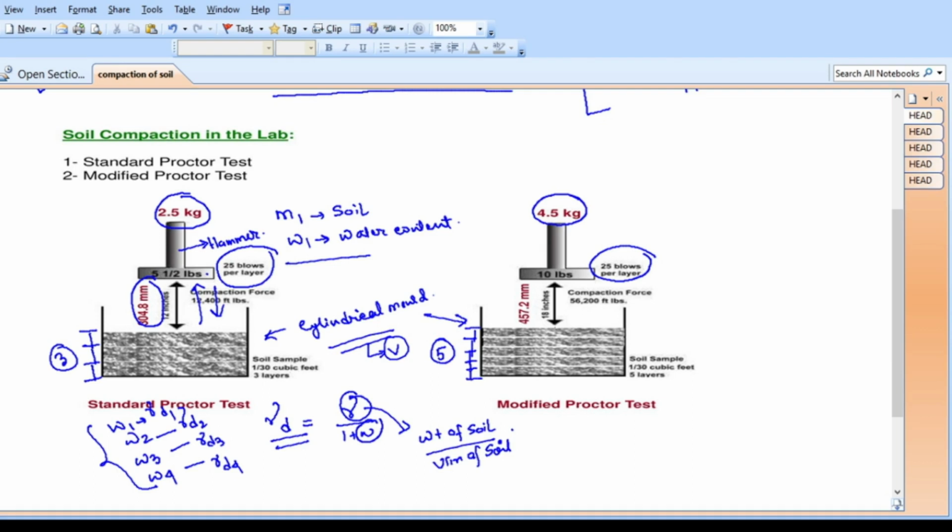So here in this case, the modified Proctor test, as you can see, the compaction is done in 5 layers, and each layer is subjected to 25 blows. The weight of the hammer is 4.5 kg, and the height of free fall in this case is considered as 457.2 mm. So what do we mean by the compaction energy?